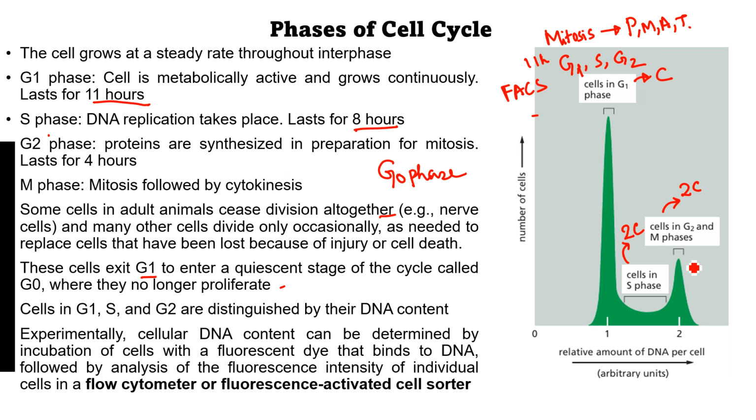So here you will get a lower peak. Now in the S phase, there will be a few cells which have intermediate DNA content between C and 2C. That is why you see this region between the G1 and the G2 and M phases. And in G2 and M, all these cells will have 2C amount of DNA, so the amount of DNA per cell is higher here too.